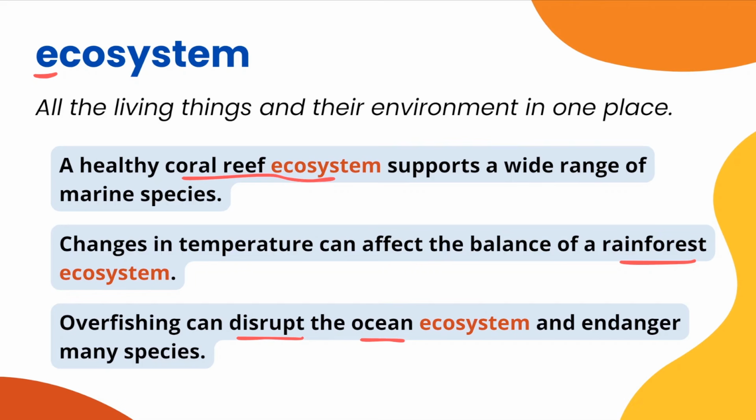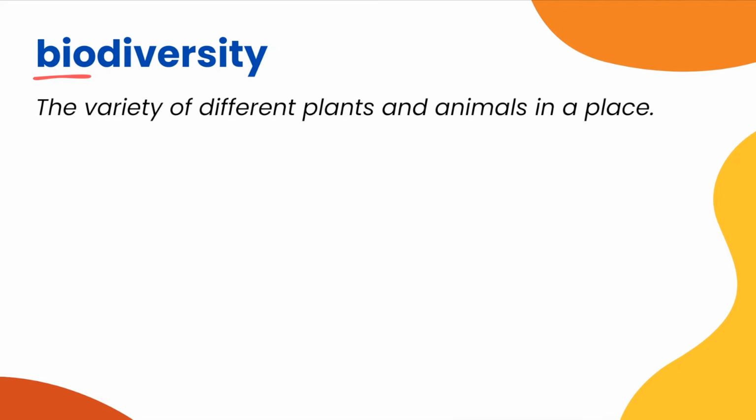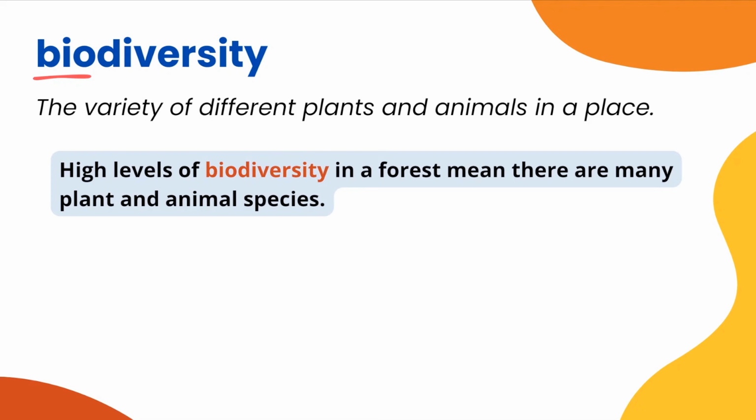So those are common collocations. And the next word is biodiversity. Biodiversity. Bio is a prefix that simply means life. So it effectively means the diversity of life, or the variety of different plants and animals in a place. Diversity means a range, variety. Here are some examples of its use.